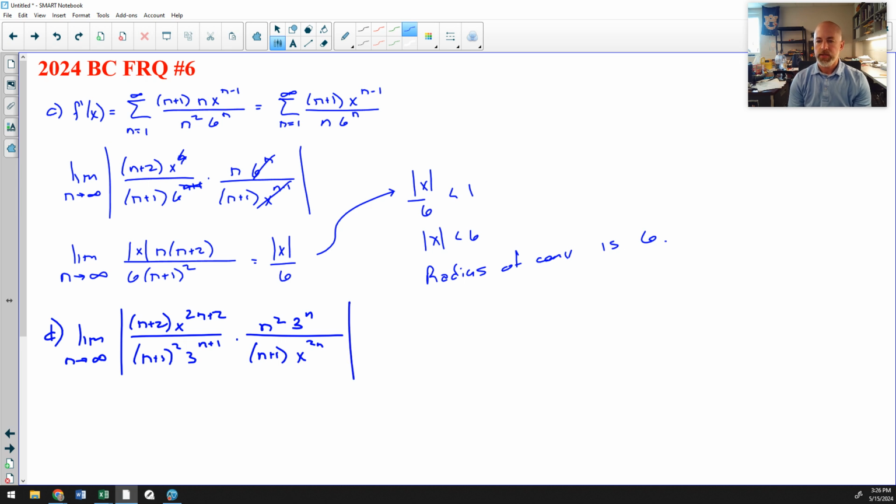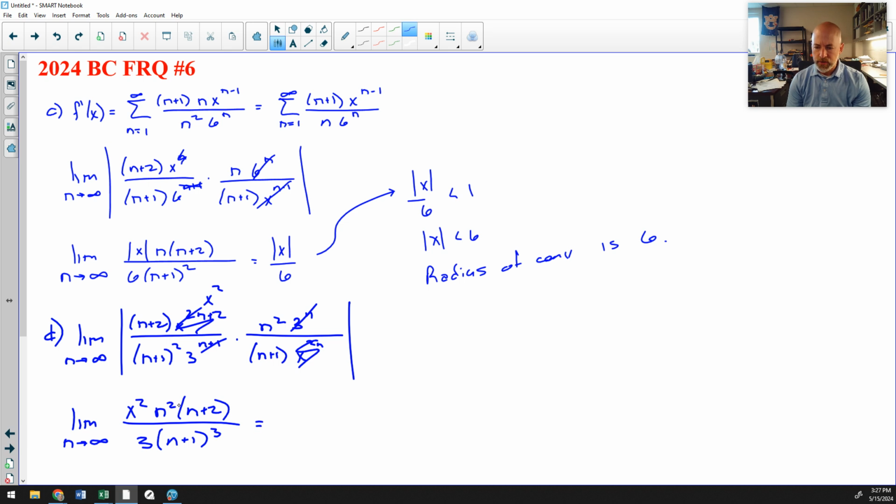And we start canceling. Let's see, I have 1, 3 left over in bottom. I have 2 more x's up here than I do here. So this is going to cancel all but the x squared, and that's everything. And for this limit, nothing inside can possibly be negative because that's x squared. n's and 3's are all positive, so we're left with x squared times n squared times n plus 2 over 3 times n plus 1 squared times n plus 1, which is n plus 1 cubed.